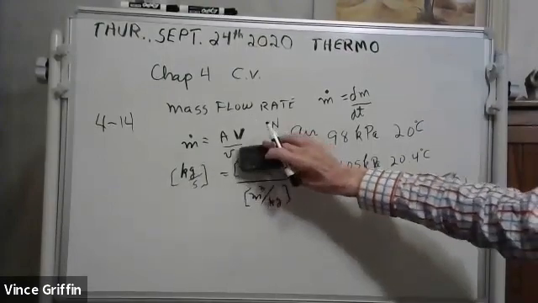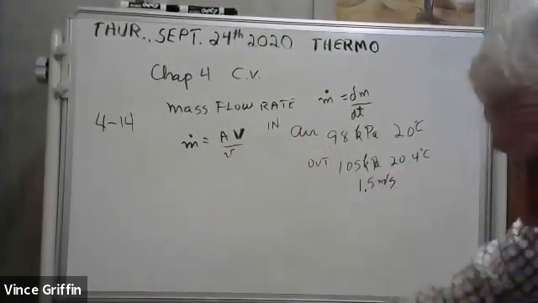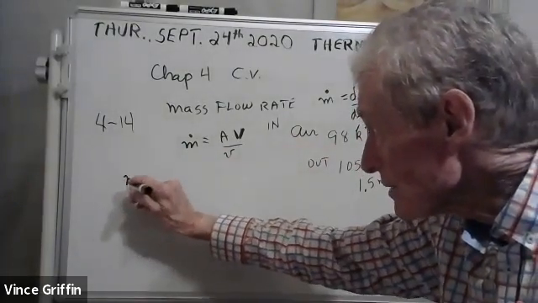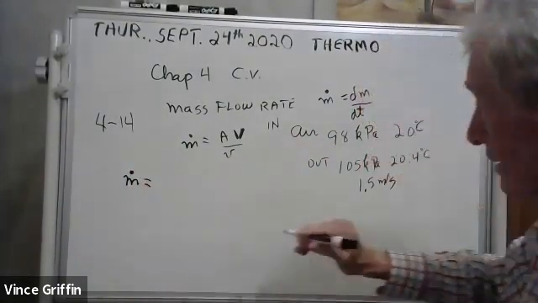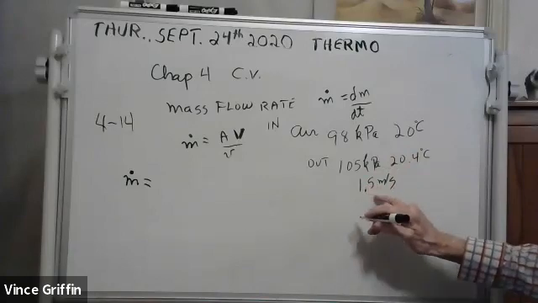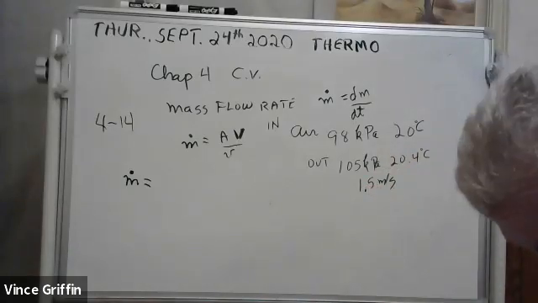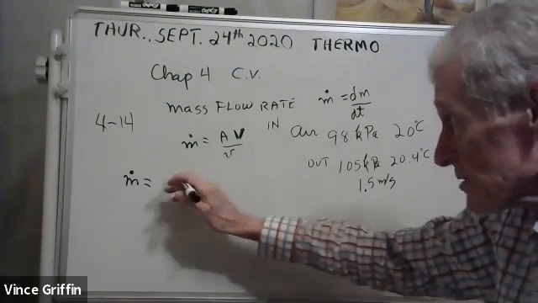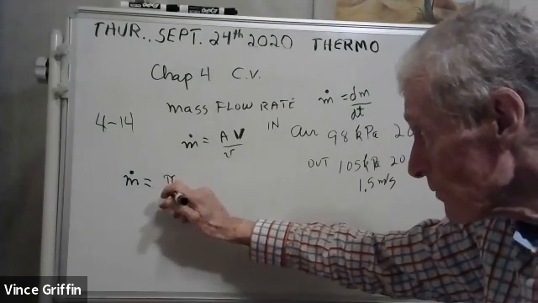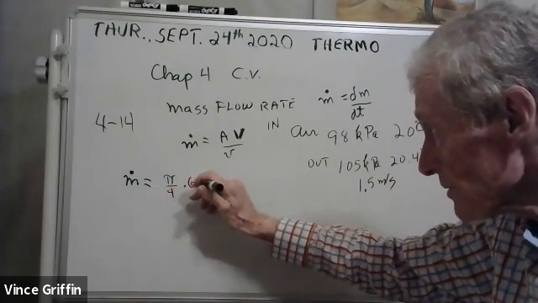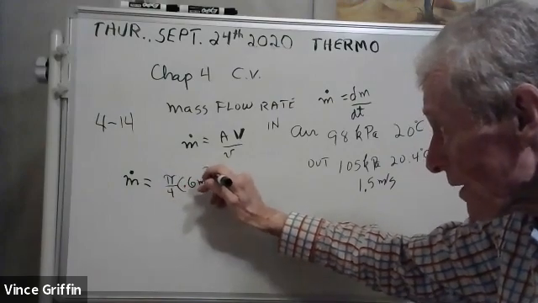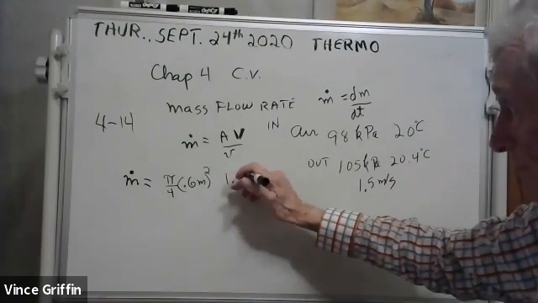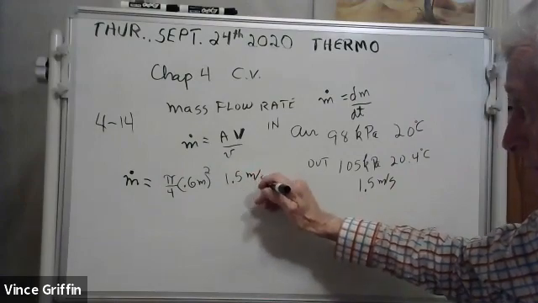We have our equation here for mass flow rate. So the mass flow rate is the area, which is, well, we need the area. Now, just a minute, I got lost. 0.6 meters diameter. So that would be pi over 4, 0.6 meters diameter squared. That's the area. Now the velocity is 1.5 meters per second.